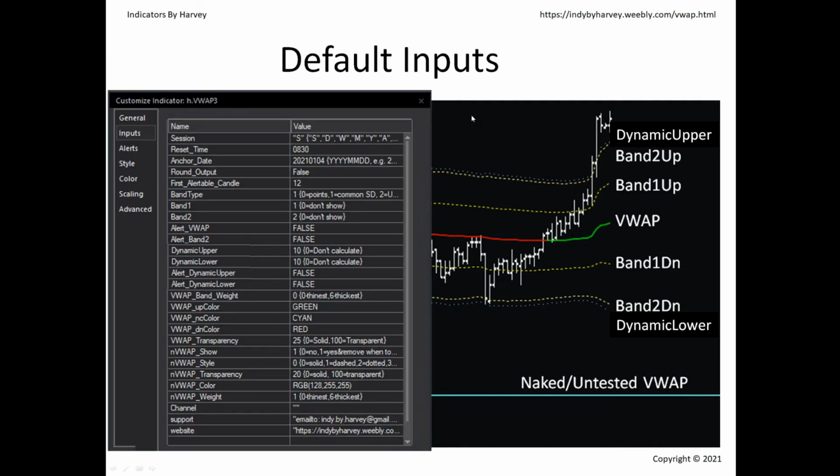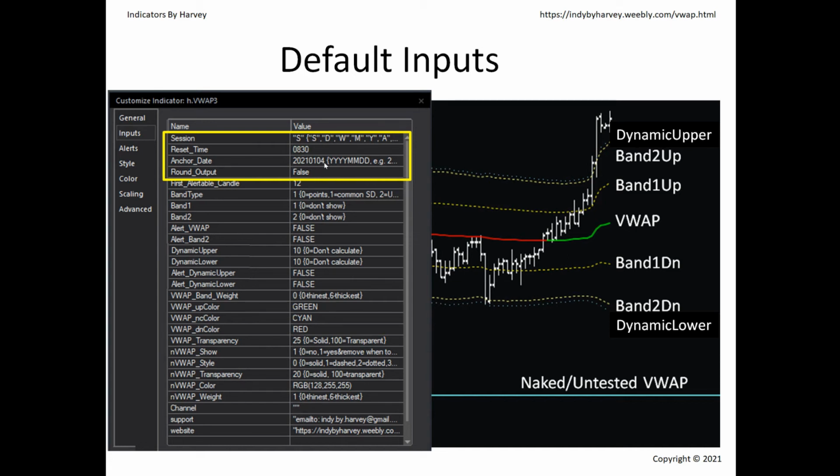Let's take a look at the default inputs. I also want to make sure you understand that all of these inputs are defined in the user documentation that's on the website. The first set of inputs define for the indicator when VWAP should be reset, either on an intraday session, daily, weekly, monthly, yearly, or anchored, and the list gets longer. If it's daily, specify the time. If you want to anchor, specify the day.